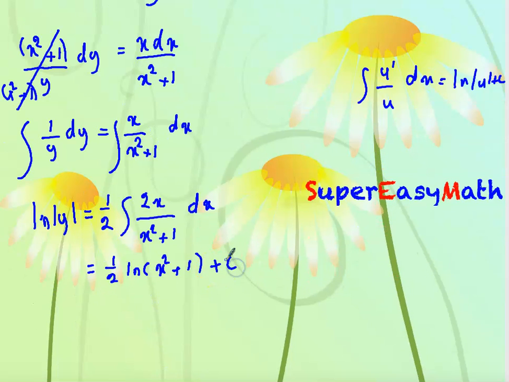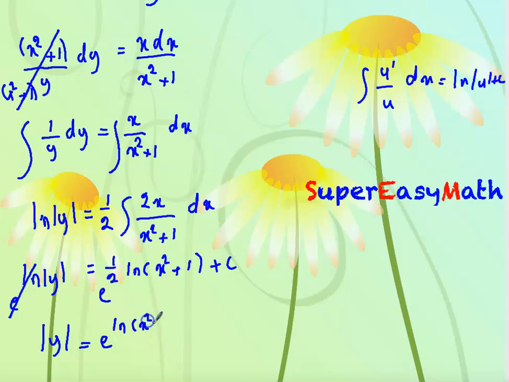plus c. Now we have to find y, just exponentiate both sides. So absolute value of y equal to e to power 1 over 2 ln x squared plus 1 plus c, which can be written as ln x squared plus 1 to power 1 over 2 plus c. E and ln cancel each other, so we will get x squared plus 1, and power 1 over 2 is square root, multiplied by e to power c.